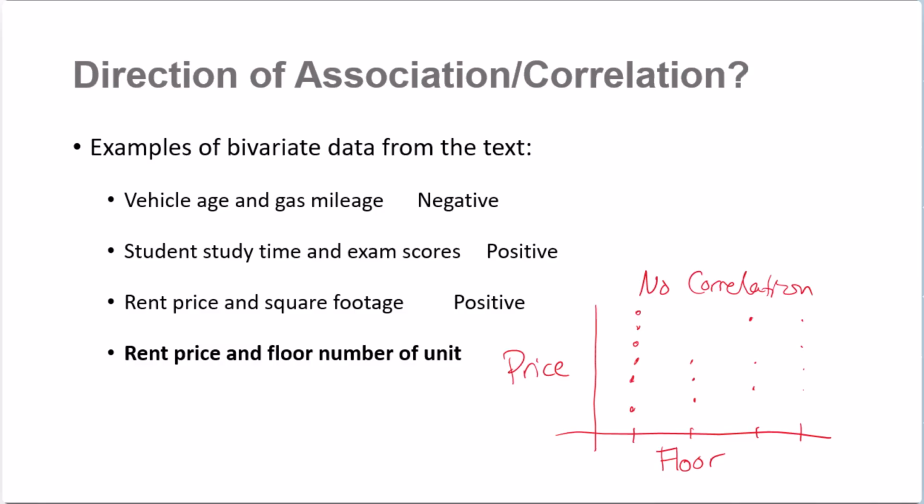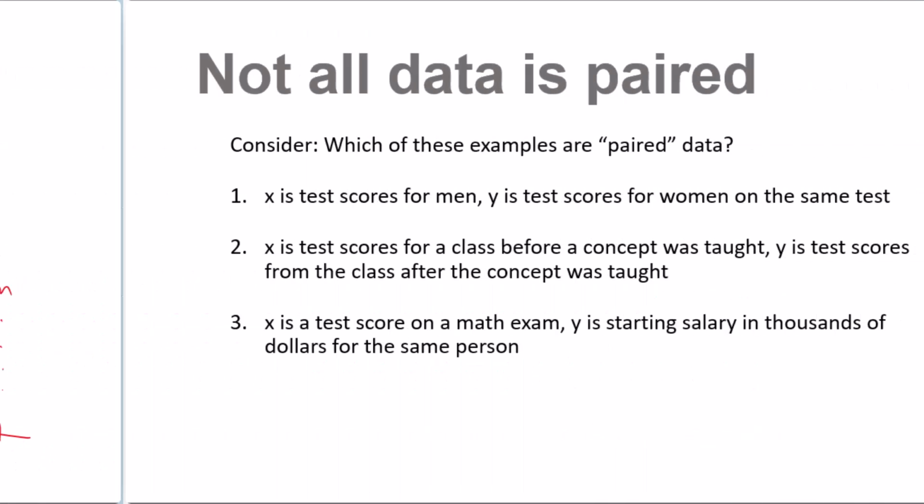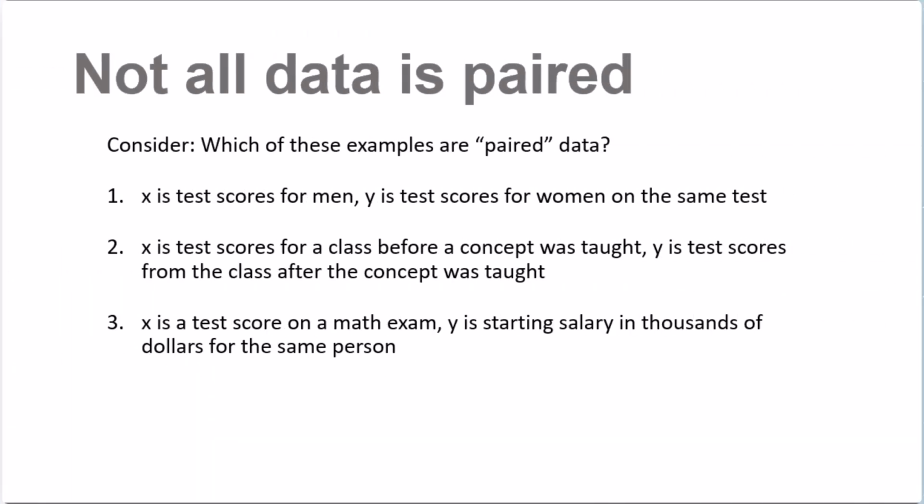Just like paired data can sometimes not have correlation, not all data that comes in pairs is really paired. So just because you have X values and Y values, or two numerical data sets, doesn't always mean that this is paired data, and it doesn't always mean that we would want to look at a scatter plot.